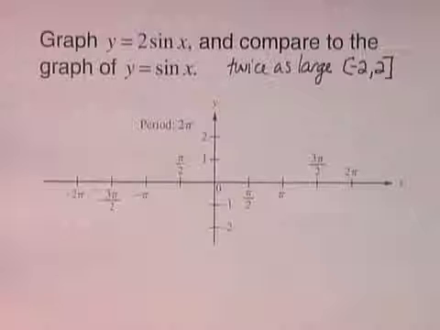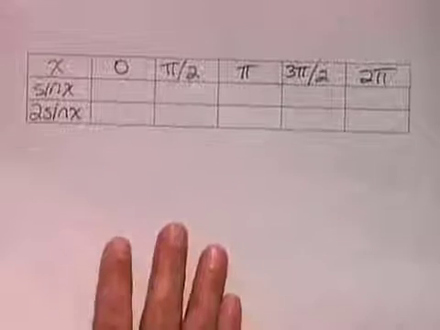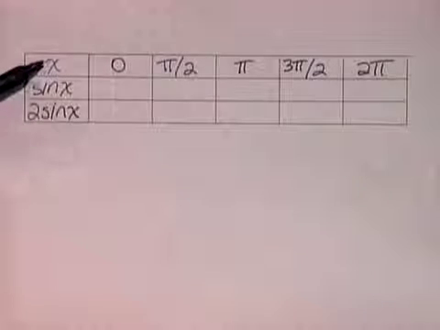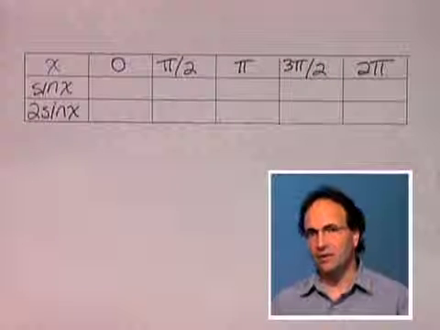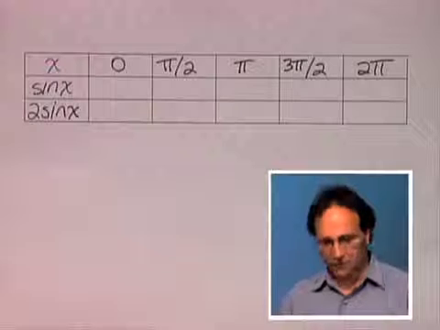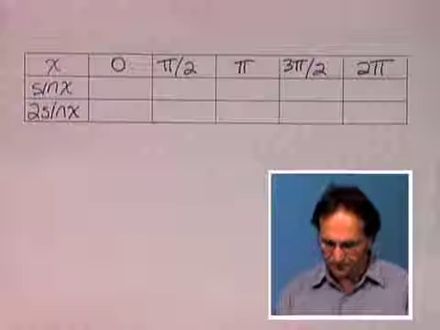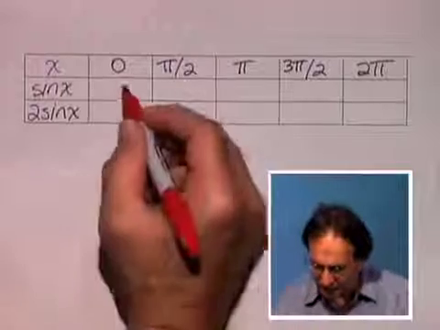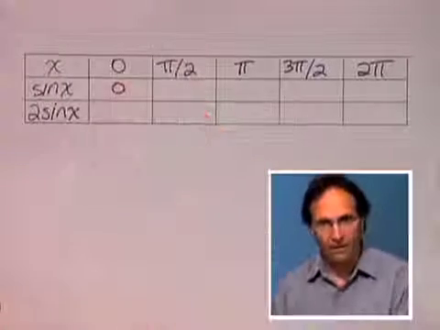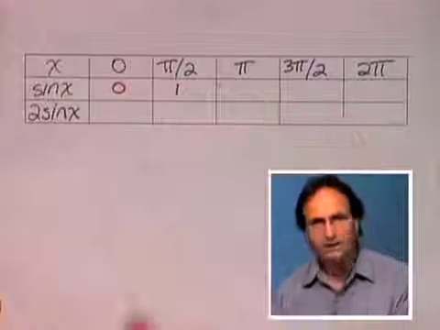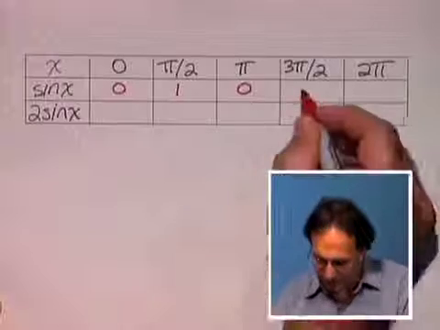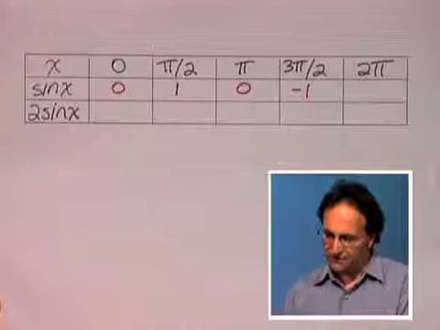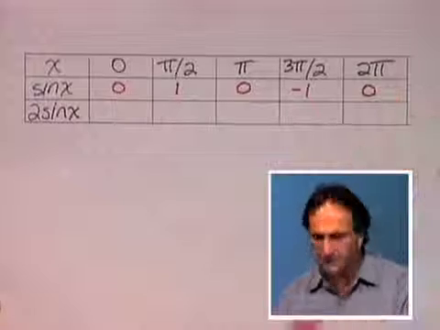Now, let's take a look at a table in which I've selected the key x values, the key values of the angles that we would be most interested in, and let's fill in the table for sine x and then for 2 sine x. Now, for sine x, we have the sine of 0 is 0. The sine of pi over 2 is 1. The sine of pi is 0. The sine of 3 pi over 2 is -1. And the sine of 2 pi is 0.